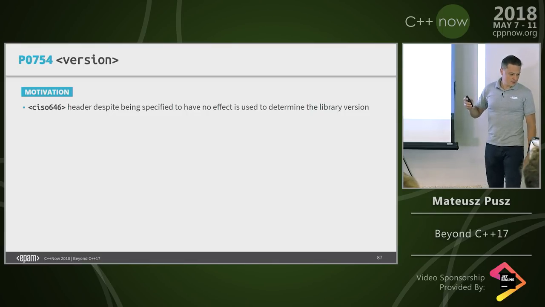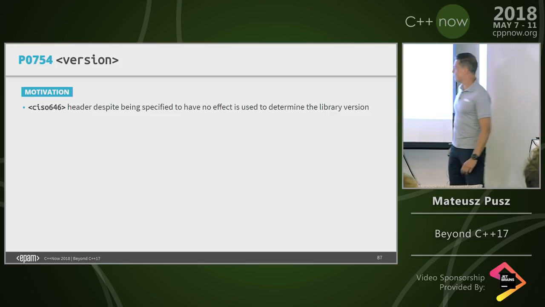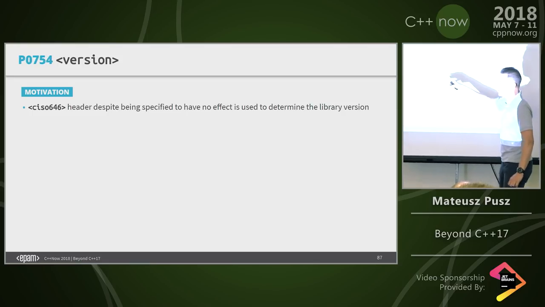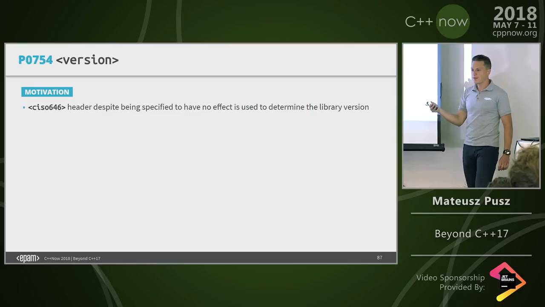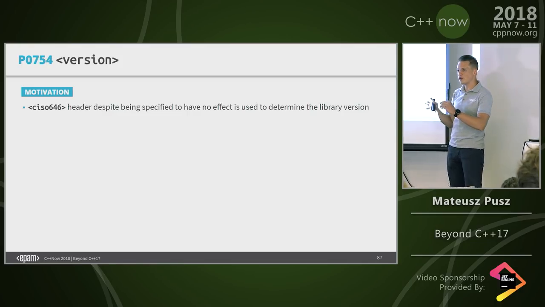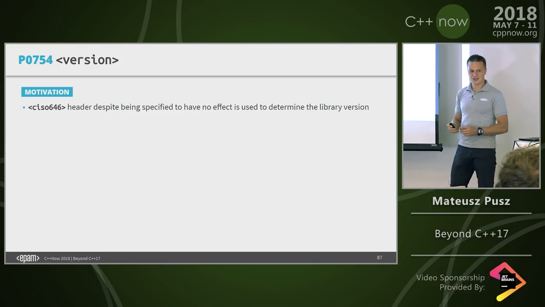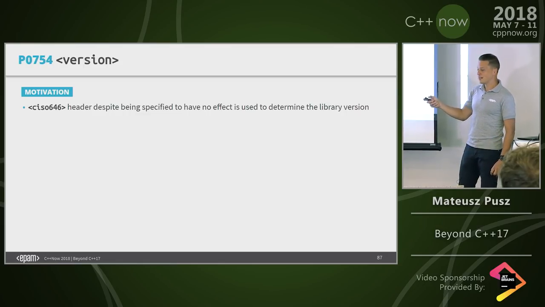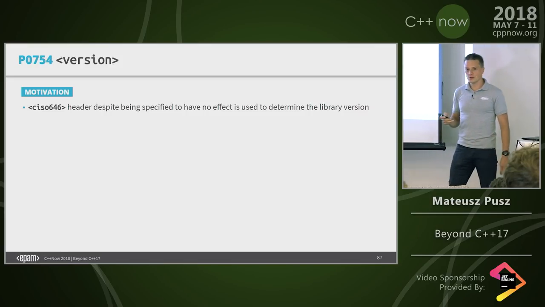And one of the last features is adding the version header. Basically, we have a header called ciso646 that was defined in the standard as an empty header, but we couldn't deprecate and remove it because it turned out that it was the smallest header in the standard, so it was used by all the implementations to store some additional stuff in it that is not specified by the standard, implementation-specific. Basically, what was stored there was, for example, the version of the library or the language you use.